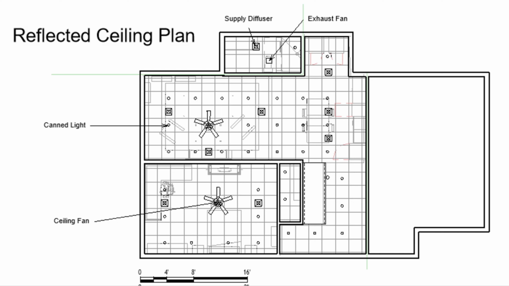Now, here is the reflected ceiling plan. With the already discussed supply diffusers and exhaust fans due to the HVAC system mentioned earlier, we decided to add can lights to the majority of the ceiling, as well as add generic ceiling fans in the living room space and the bedroom space.